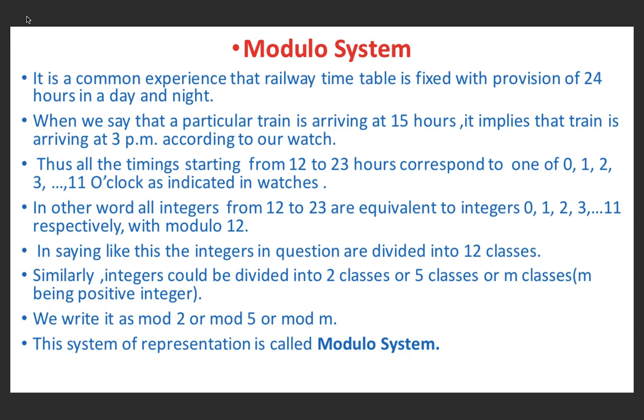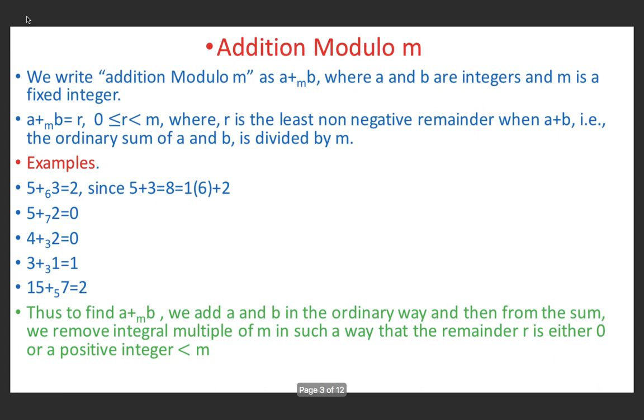Similarly, integers could be divided into 2 classes and we write it as mod 2. Into 5 classes, we write it as mod 5, and into m classes, we write it as mod m, where m is a positive integer. This system of representation is called modulo system.